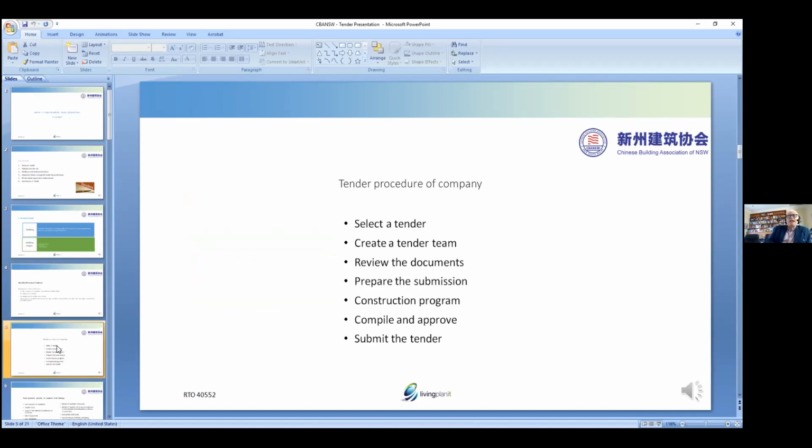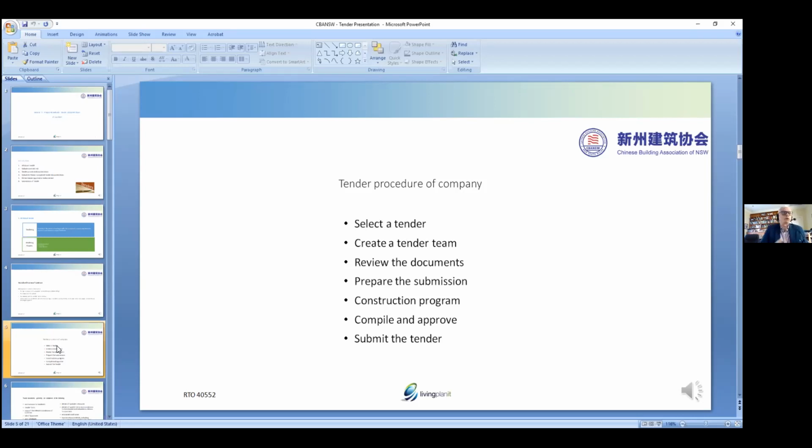All right, so the tender procedure of a company. So we select a tender. If we have no work, we're going to be looking for lots of work to keep our people employed. So we may be looking in various areas for obtaining a tender. Now, what's the best way to get a tender? As I said earlier, it's a negotiated contract. And how do you get a negotiated contract? Through your clients, through your contacts, through people you know. That is the best way, obviously.